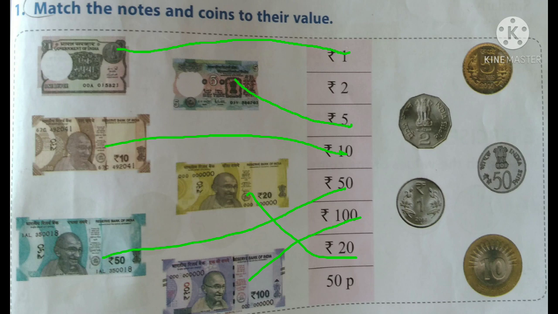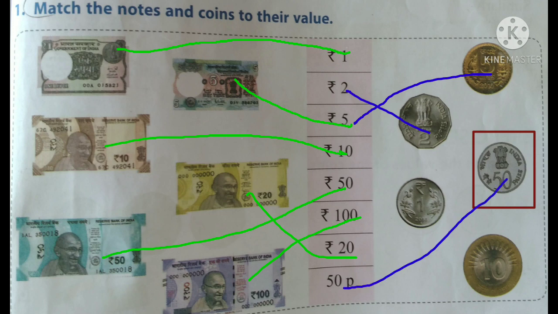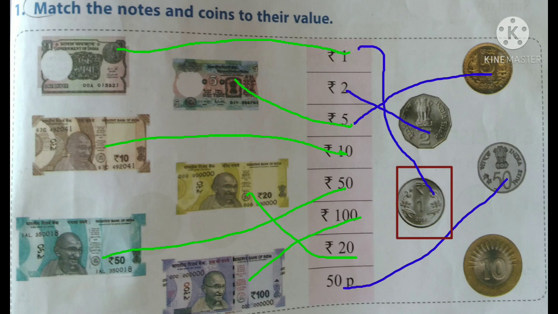The first one, 5 rupee coin. So let us match this with rupees 5. Then 2 rupee coin. Then 50 paise coin. So the value of this coin is 50 paise. So let us match this with 50 paise. Then we can see a 1 rupee coin. So the value of this coin is 1 rupee. Then the last one, 10 rupees coin. So let us match this coin with rupees 10.